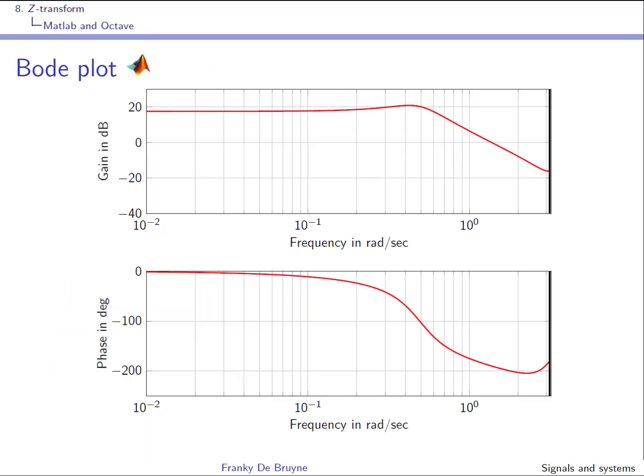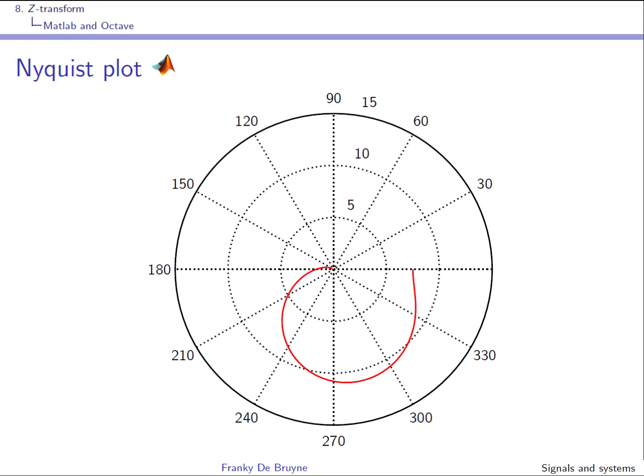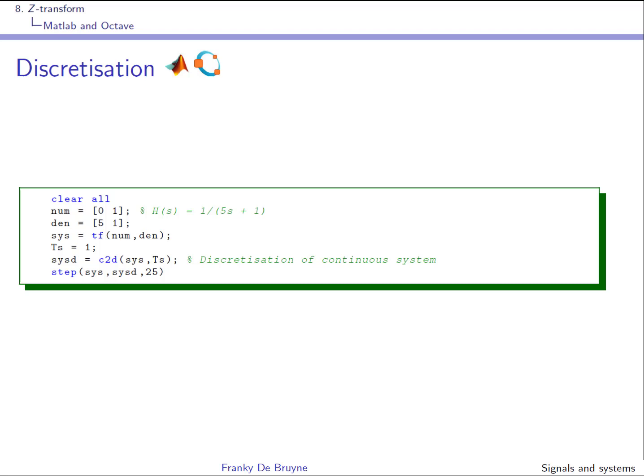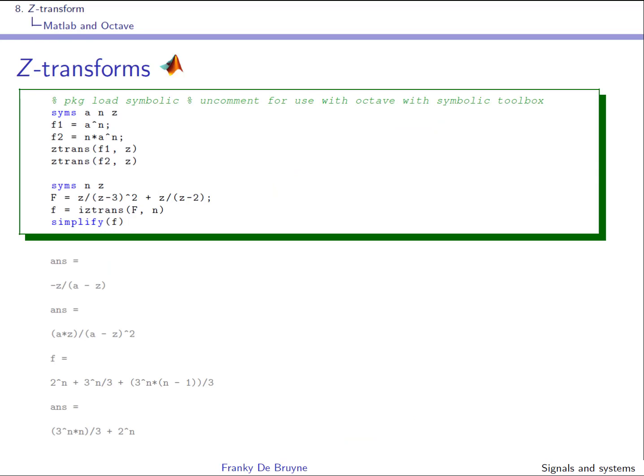It is also possible to compute Nyquist plots, although we have not focused on this in this course. They will come back in more control-oriented courses. It is also possible to discretize a continuous time system and obtain a transfer function in the z domain. This has not been tackled in this course, so it's for your information. And it is also possible using the symbolic toolbox to compute z transforms, using this command over here, and to compute inverse z transforms.